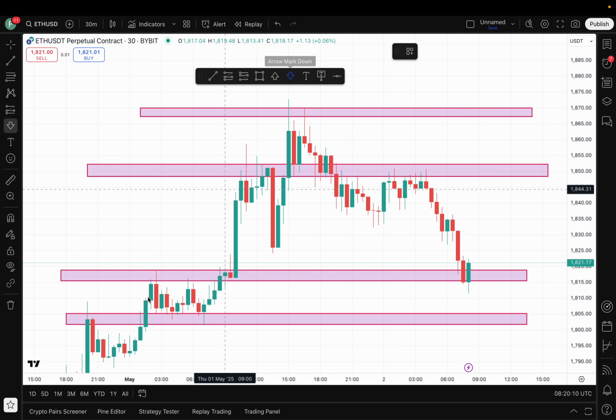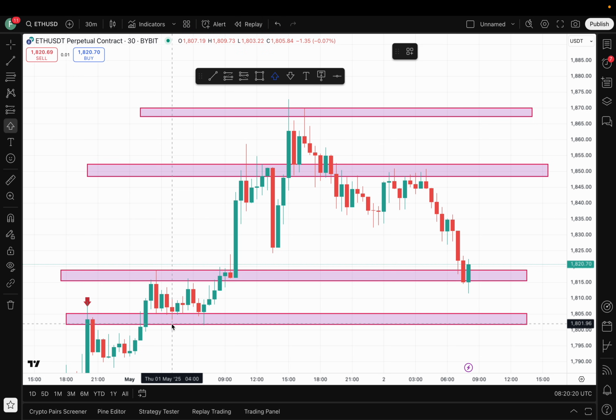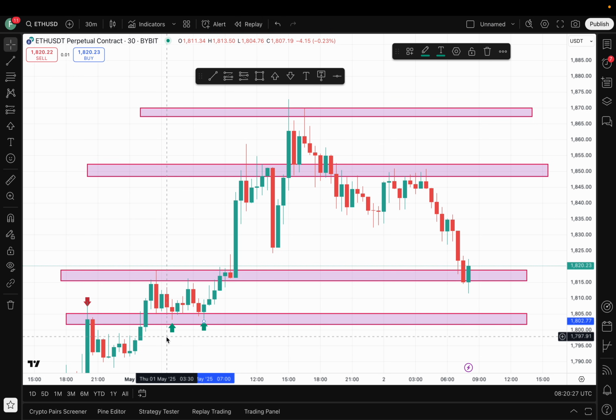Let me use this arrow right here. So you can see we have one rejection right here, and then we have two more rejections right here, and then we have another one. So these are where we have the multiple rejections. Multiple rejections means where the candlesticks bounced back in the opposite direction.